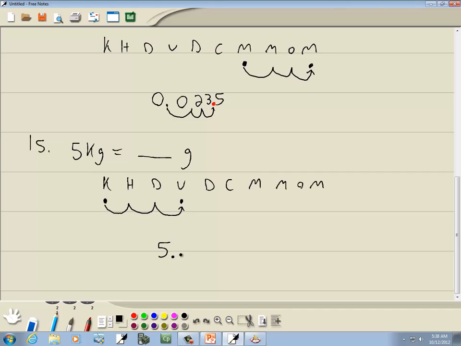If I were to put a decimal here, it'd be right there. 3 places to the right. 1, 2, 3. That's the new location of our decimal. And we put zeros here for these missing ones. So this would be 5,000 grams.